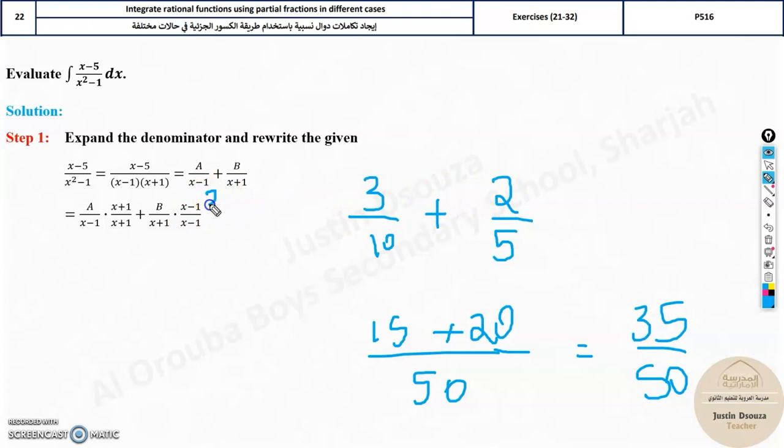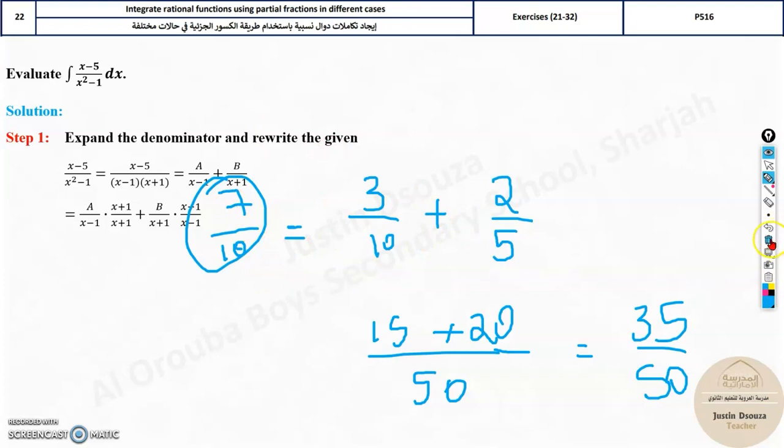But now I know 35 by 50. Wait, I can reduce this further. 7 goes in this, 5 sevens are 35, and 5 tens are 50. So what I just did is divide both sides by 5: 35 is 7 times 5, and 50 is 10 times 5. Now this term I can split into two terms like this. Do you agree? 7 by 10 is equal to 3 by 10 plus 2 by 5. To split this directly is hard. But you can do it because these are both equal.